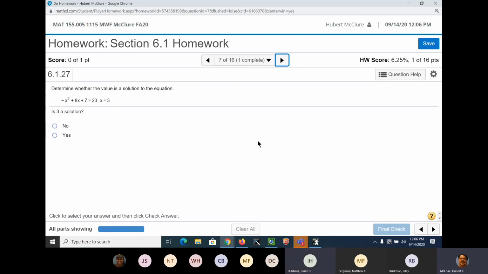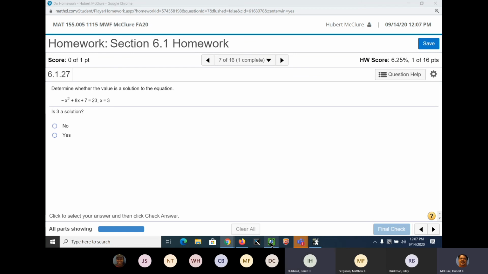Determine if a solution. Determine if a solution. I'm ad-libbing. I'm not going to write all that. Determine, we got a negative x squared plus 8x plus 7 equals 23, and x is equal to 3.